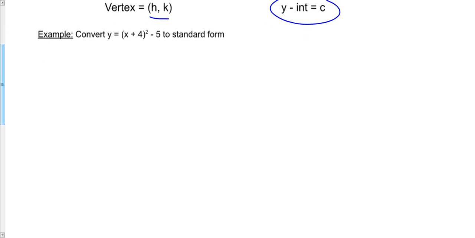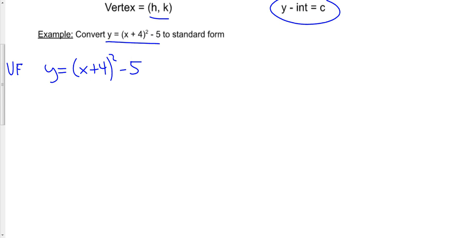So in our example, we've got y is equal to x plus 4 all squared minus 5. And this is given to us here. This is in vertex form. So again, I'm going to write that out: y equals x plus 4 all squared minus 5. Now, this is vertex form, so I'm just going to quickly put a VF beside it.